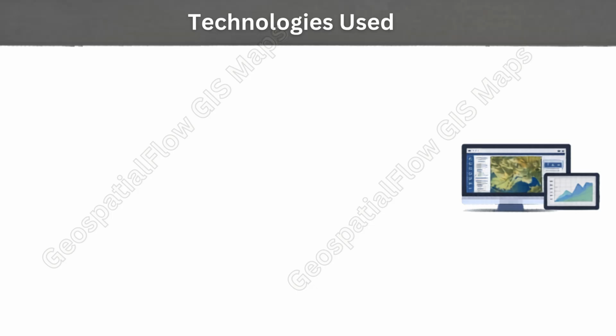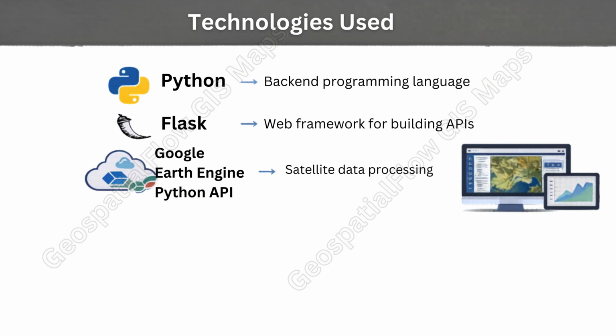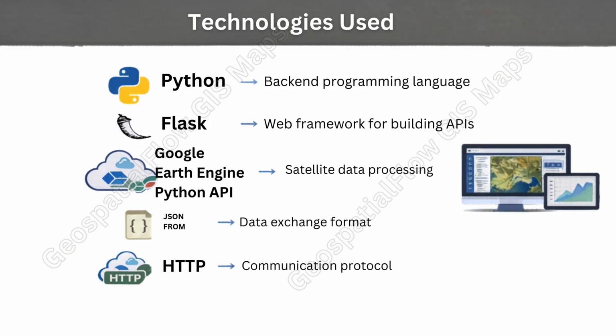So the backend system uses several technologies. Python is used for programming the API. Flask is a lightweight web framework that handles HTTP requests. The Google Earth Engine API provides access to satellite imagery and performs geospatial processing. The results are sent back to the front end using JSON format over HTTP, which enables communication between the web interface and the backend system.